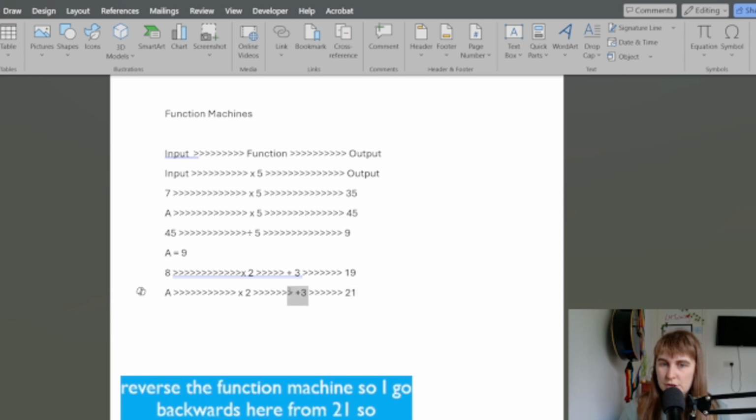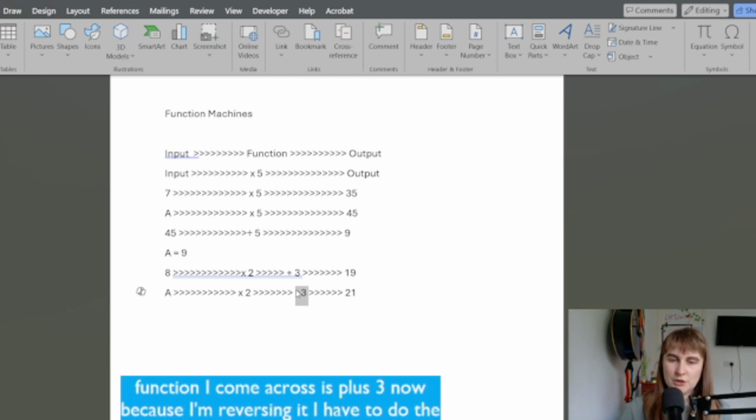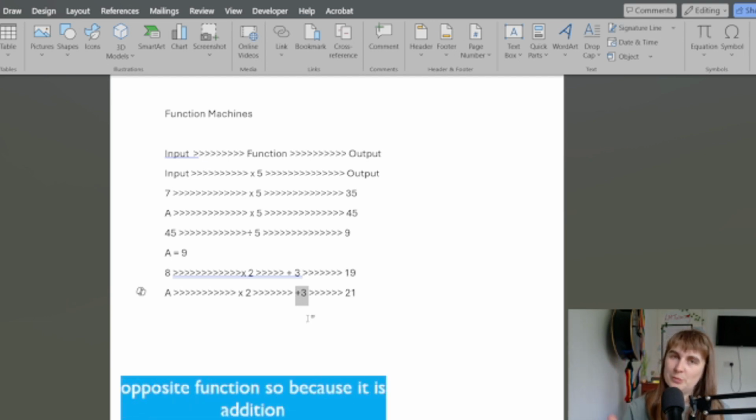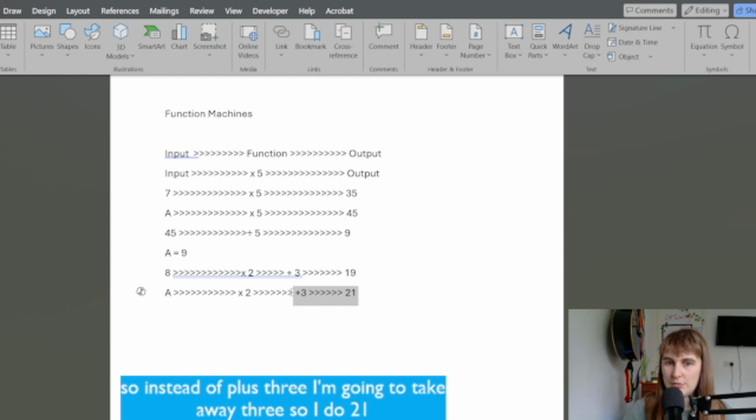So the first function I come across is plus 3. Now, because I'm reversing it, I have to do the opposite function. So because it is addition, the opposite function is negative. So instead of plus 3, I'm going to take away 3. So I do 21, take away 3, which brings me to 18.